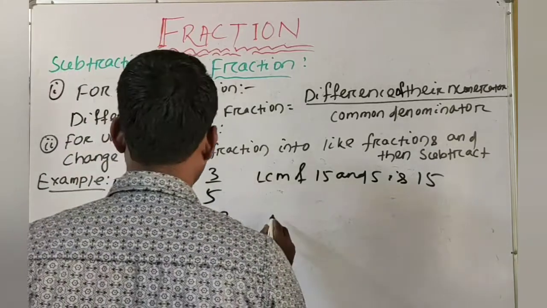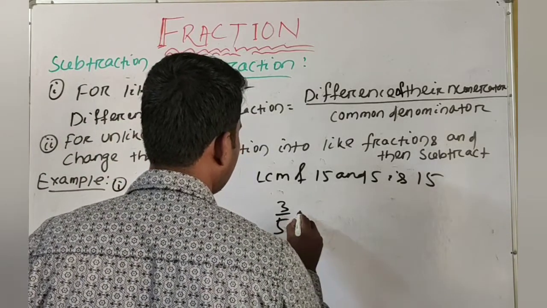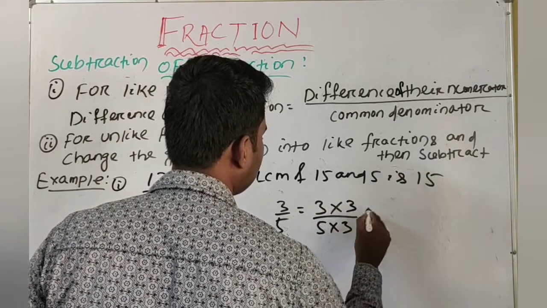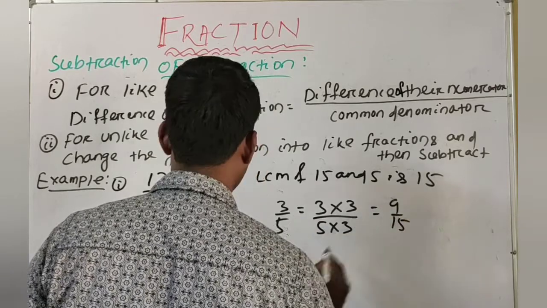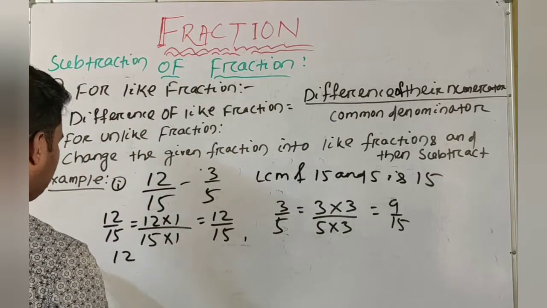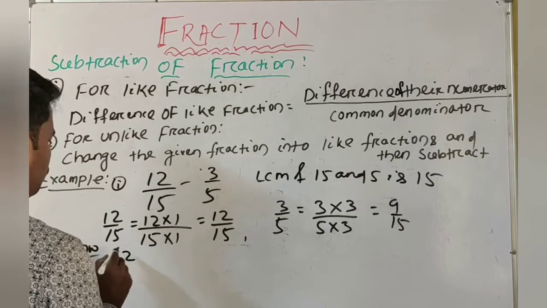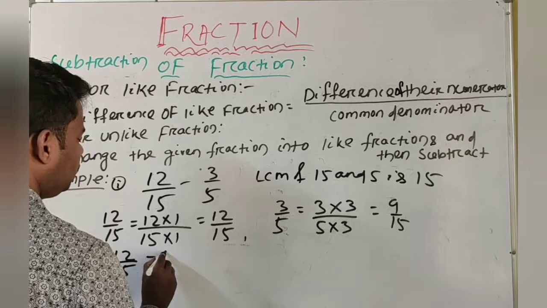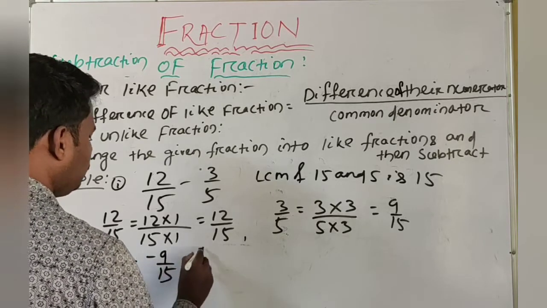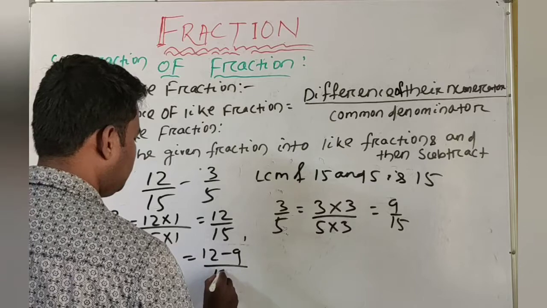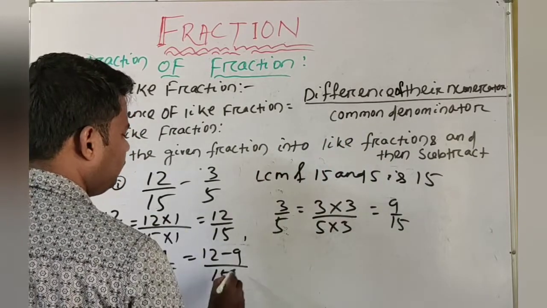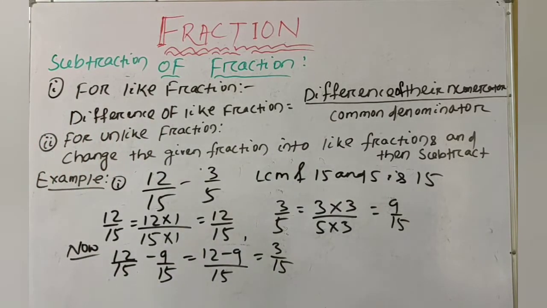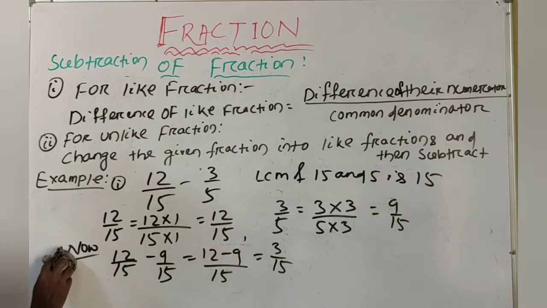Again 3 by 5 we can write 3 into 3, 5 into 3. It will be 9 by 15. Now we can subtract. Now we got both with the same denominator. That means 12 by 15 minus 9 by 15. 12 minus 9 divided by the common denominator 15. So 3 by 15. We got 3 by 15. Again we will take another example.